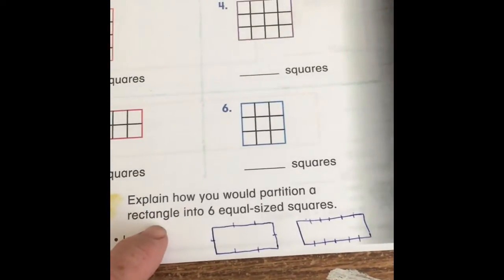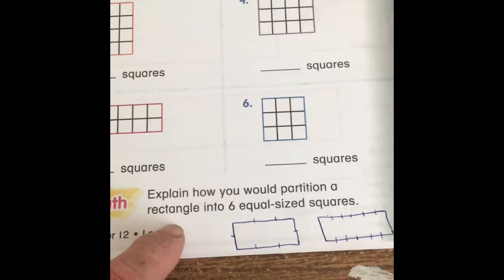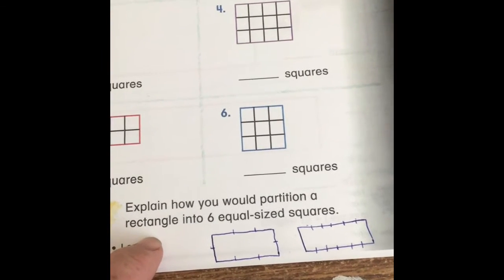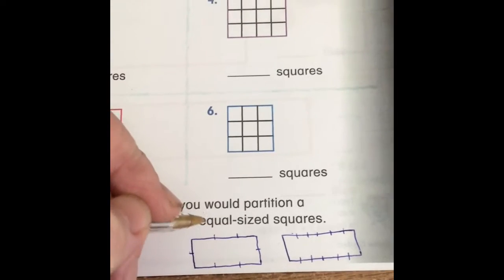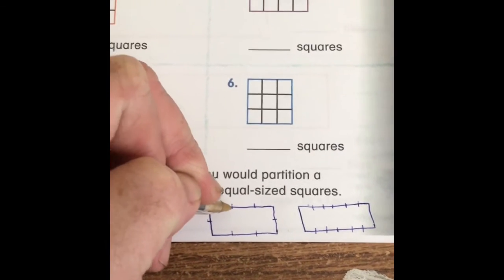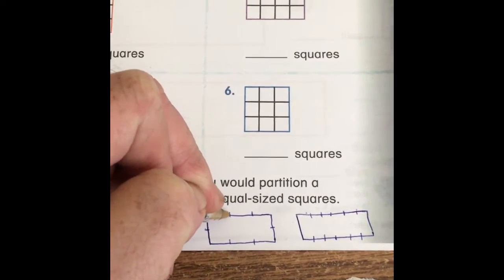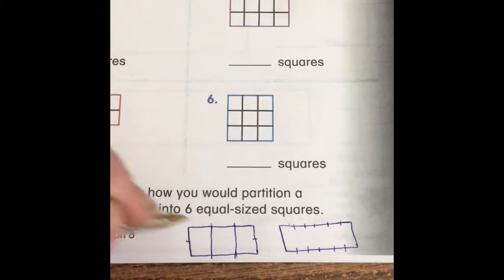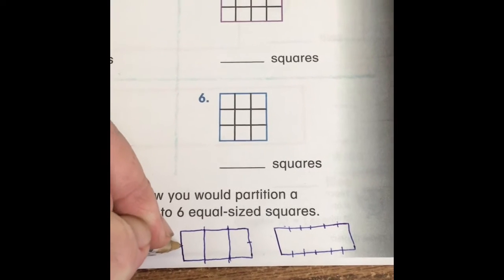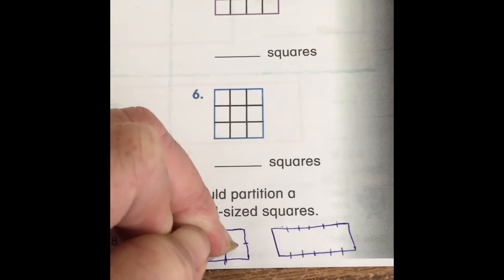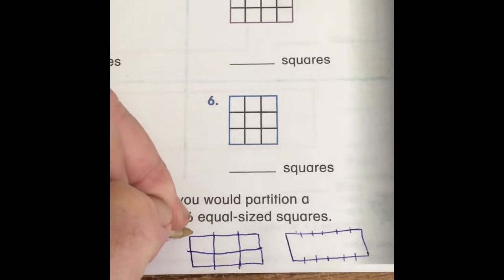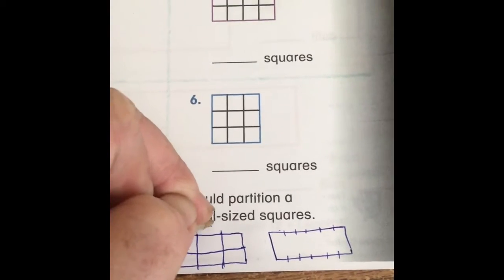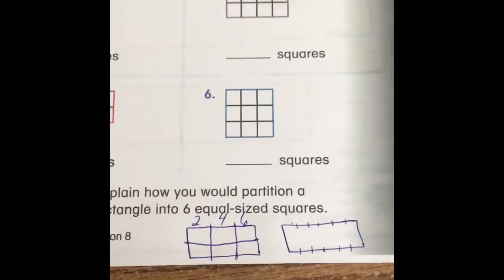Now let's look at Talk Math here. Talk Math says, explain how you would partition a rectangle into 6 equal size squares. Well, I went through ahead of time and made some marks since I'm videoing this. So the first one, I'm going to do a double decker. I'm going to break it up into thirds, and then I'm going to cut it in half. So I have 2, 4, 6.